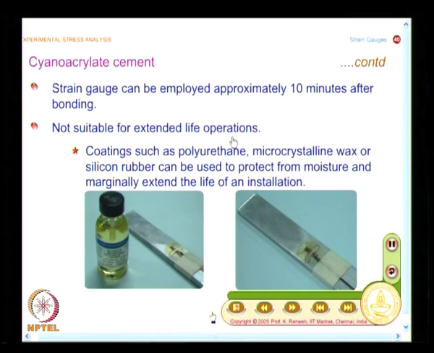And after putting the cement, it is also recommended to put coatings such as polyurethane or microcrystalline wax or silicone rubber to protect from moisture and marginally extend the life of an installation. See, the moisture has a very negative effect on strain gauge installation. You need to protect your strain gauge installation from the moisture, the humidity, whatever humidity is available can affect it. So, you need to protect it, only then the measurements will be reliable.